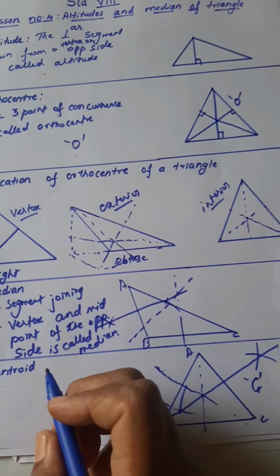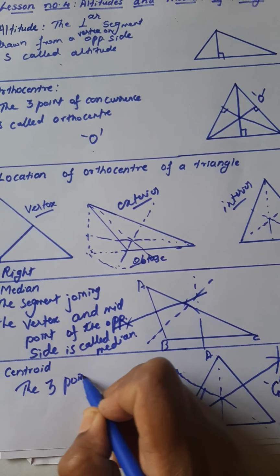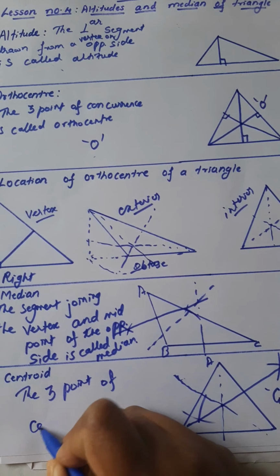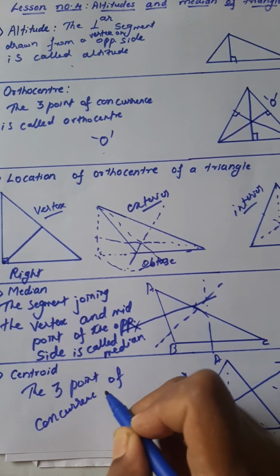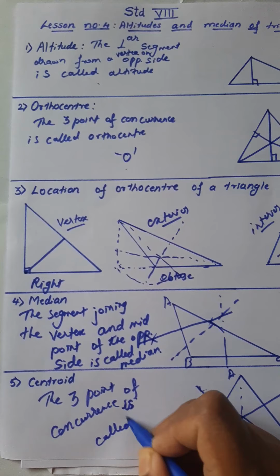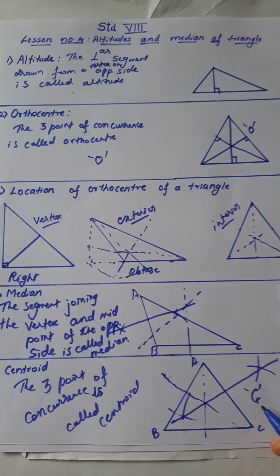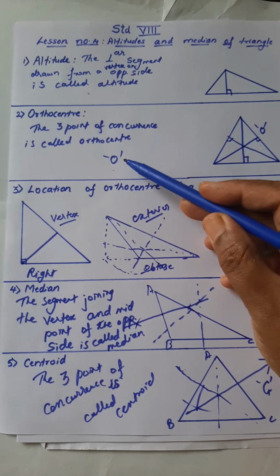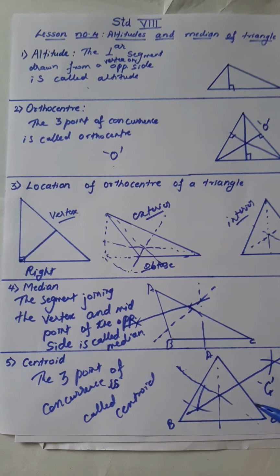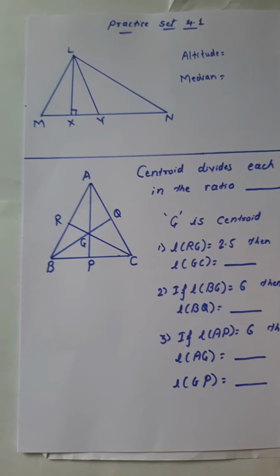Now I will explain the definition. The 3 points of concurrence is called the centroid, which is denoted by capital G. Here the orthocenter was denoted by O and the centroid is denoted by capital G. Understand, student? Now next I will explain the exercise.